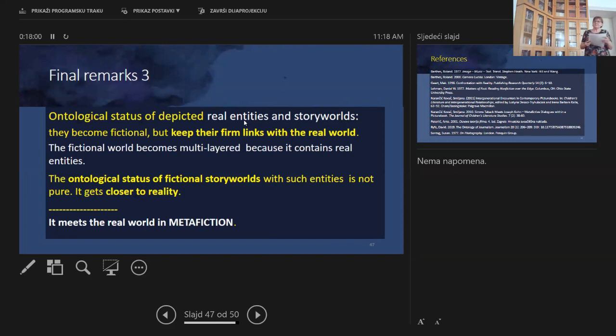Ontological status. So depicted real entities become fictional, but remain connected with the real world. The fictional world becomes multi-layered because it contains real entities. The ontological status of fictional story worlds with such entities is not pure. It gets closer to reality. It meets the real world in metafiction.